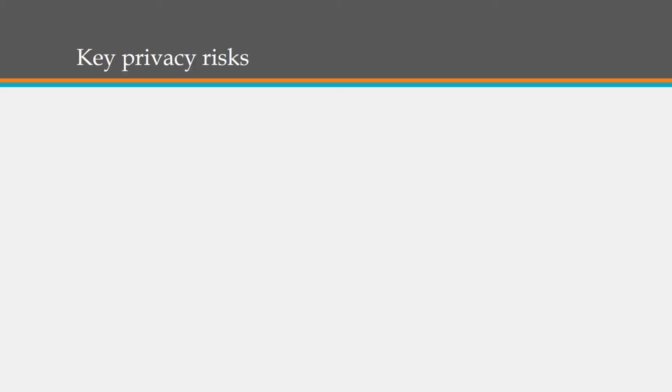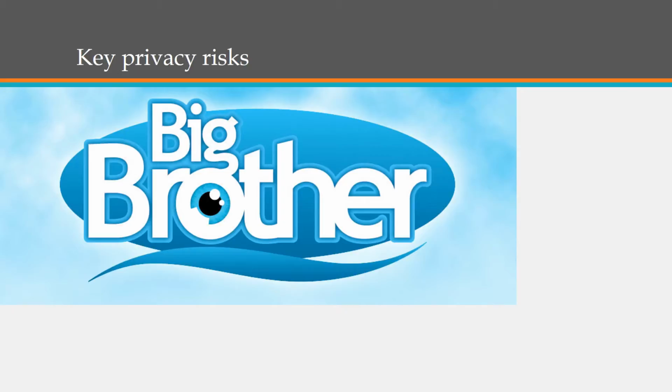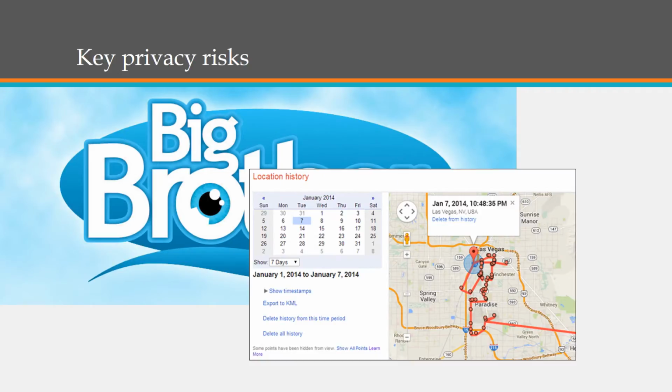Key privacy risks. The main risk with Google Maps traffic is that it stores the information of where you were at any given point of your life. For instance, if you have an Android device, which is a Google Maps powered operating system, you can check where you were at any given point in time after you set up your Android account.